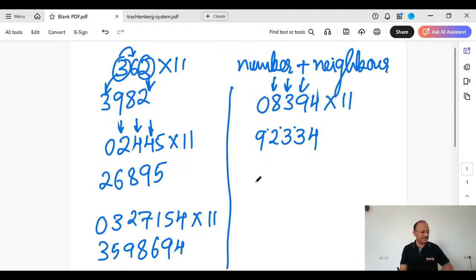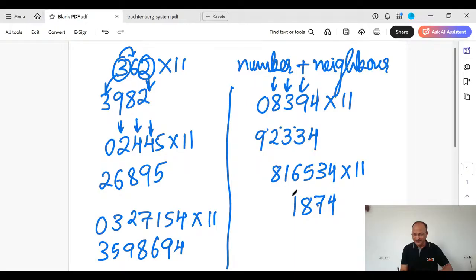Let's take one more example. We'll take 8,16,534 into 11. What do we do? Let me do it a little quicker. 4, 3 plus 4, 7, 5 plus 3, 8, 6 plus 5, 11.